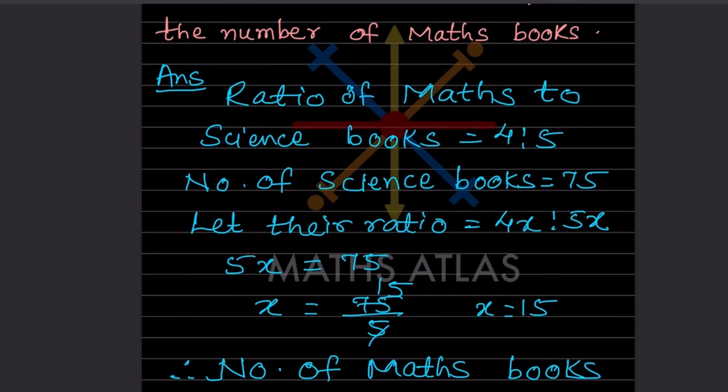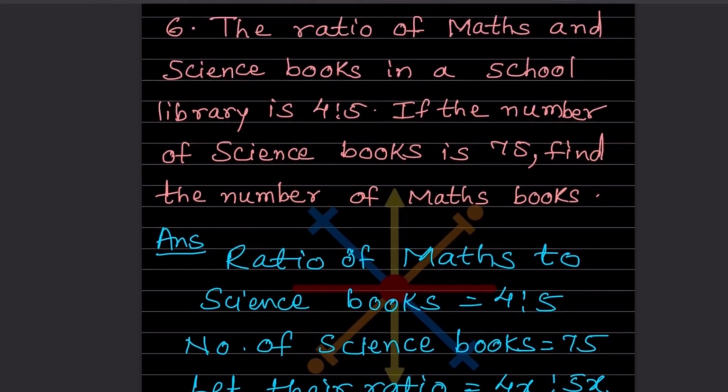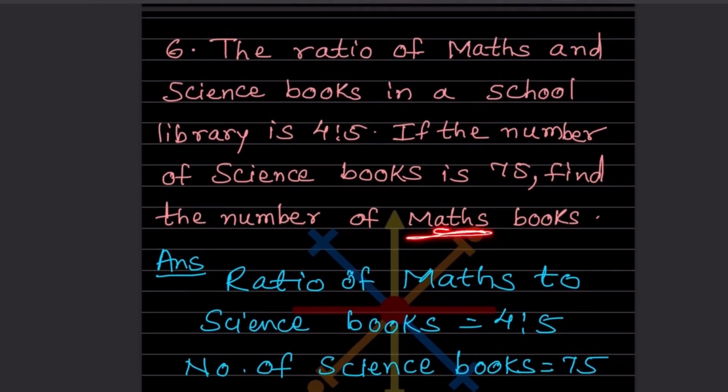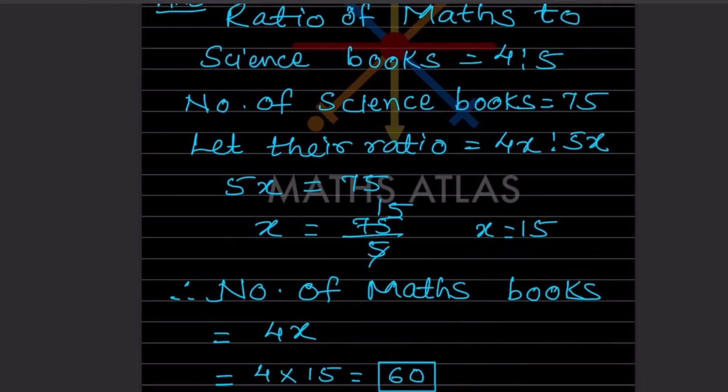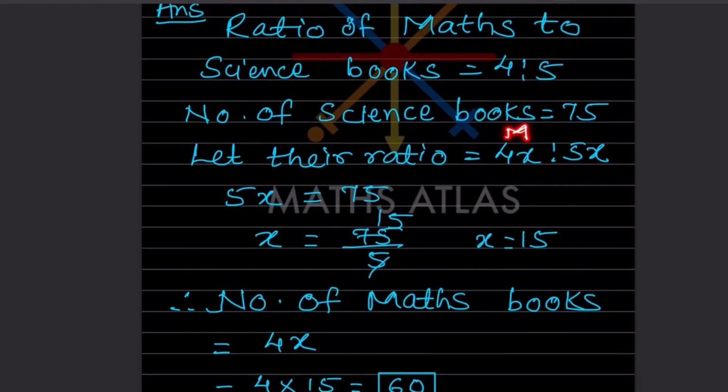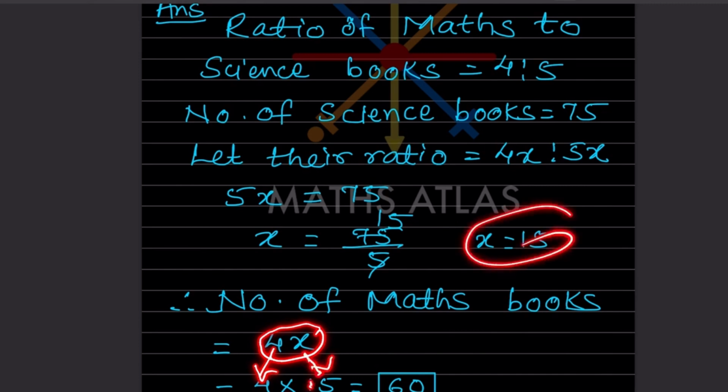5x is 75 means 5 multiplied by x. So we will find the value of x first. We have done in linear equations how to solve this type of problem, right? So x is going to be 75 divided by 5. 5 ones are 5, 5 threes are 15. So x is 15. Now what did they ask here? Find the number of maths books. We got the value of x. Maths is 4x, isn't it? We have considered 4x over here. So the number of maths books is 4x. This 4 will be as it is, and for x we got the value 15. So 4 into 15 is 60.